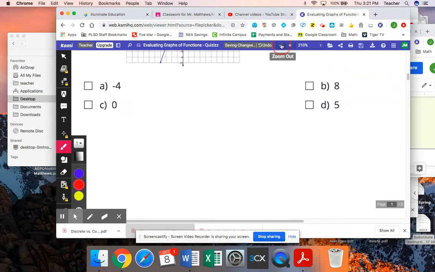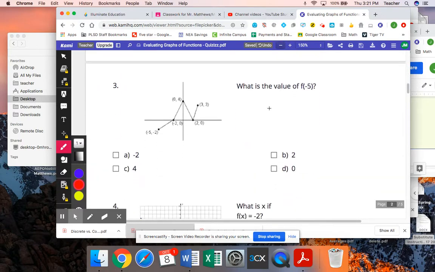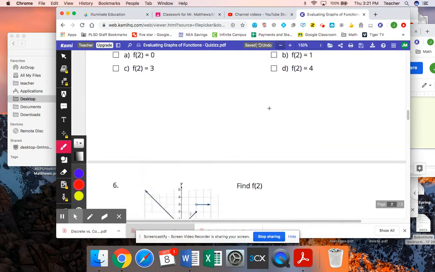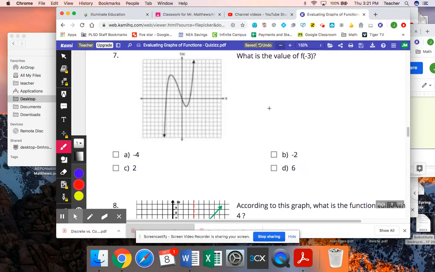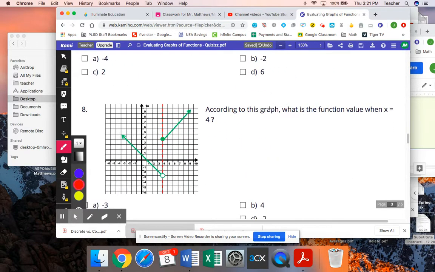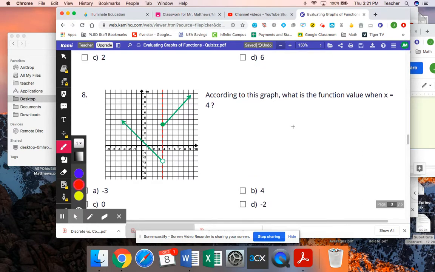Okay. Same idea. I may give you different stuff. For example, f of 2, more of the same. What is the value of f of negative 3? That's fine. According to this graph, what's the function value when x equals 4? It's the same thing. When x is 4, that's right here. Now that means this one, and it means this one. But you see they're both at the 4, they put the red line for you. If I look at that, am I including it right here? No, I'm not. That's an open circle, so it's not included there. It is included here. So I would say the value is 4.